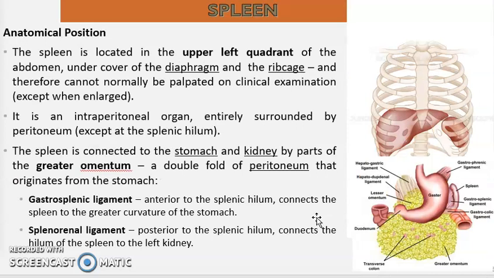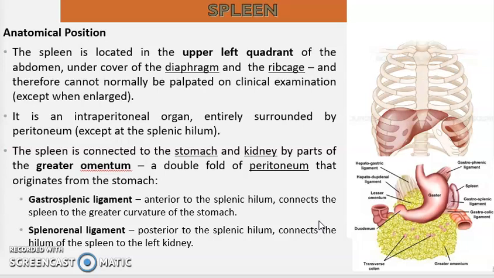The spleen is located in the upper left quadrant of the abdomen, under cover of the diaphragm and the rib cage, and therefore cannot normally be palpated on clinical examination. The spleen is an intraperitoneal organ, entirely surrounded by peritoneum, except at the splenic hilum.